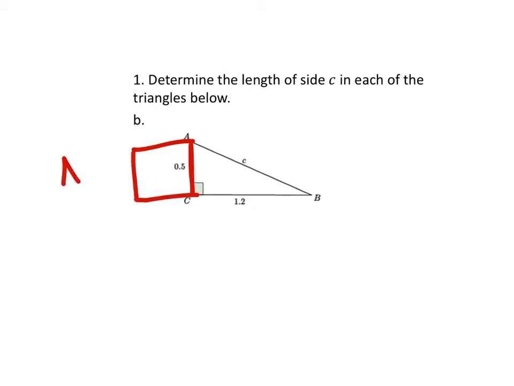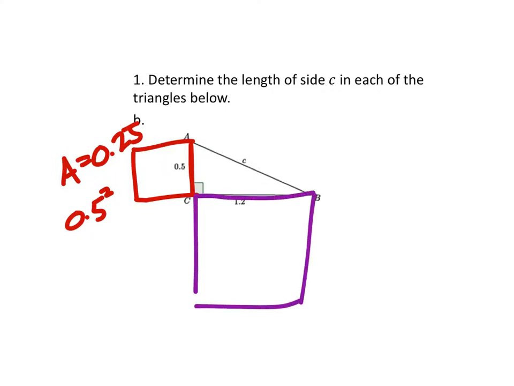And the area of that square would be 0.5 times 0.5, or 0.5 squared, which is 0.25. Then I'm going to take this other leg, and I'm going to make a square out of it. And I can find its area by taking 1.2 and squaring it, which would be 1.44.